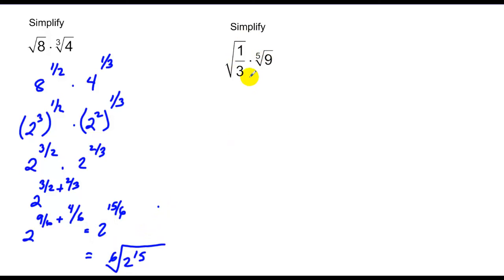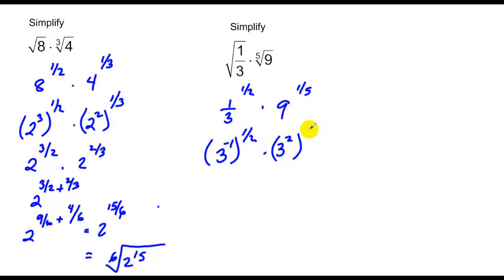Similar situation here. We have 1/3 to the 1/2 power, and we have 9 to the 1/5. Again, I need like bases. Well, these can both be expressed as a base of 3, so this is 3 to the -1, all to the half, and this is 3 squared to the 5th. Again, we multiply our exponents. And then we will now add our powers.